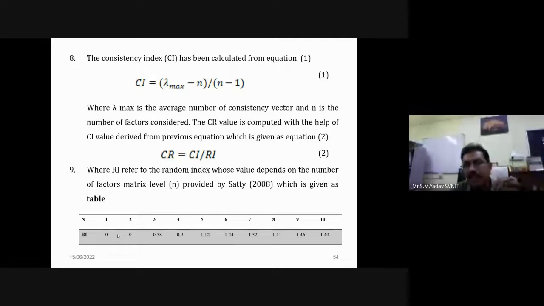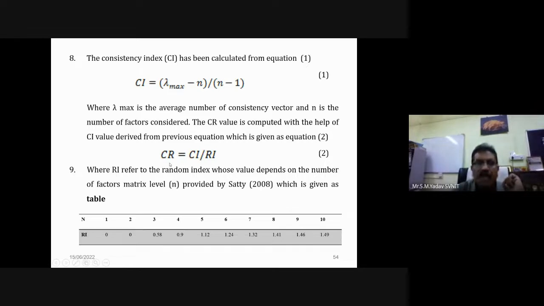While the CR, consistency ratio, is the ratio of consistency index over randomization index. This randomization index RI, as shown in this table for various matrix sizes, was provided by Saaty in 2008. For example, our matrix is of 6 by 6 size. The value of RI to be considered is 1.24, and considering that, the value of CR, that is the consistency ratio, is computed.